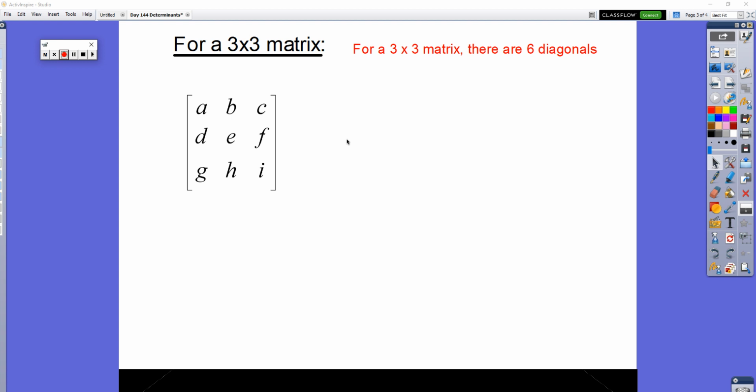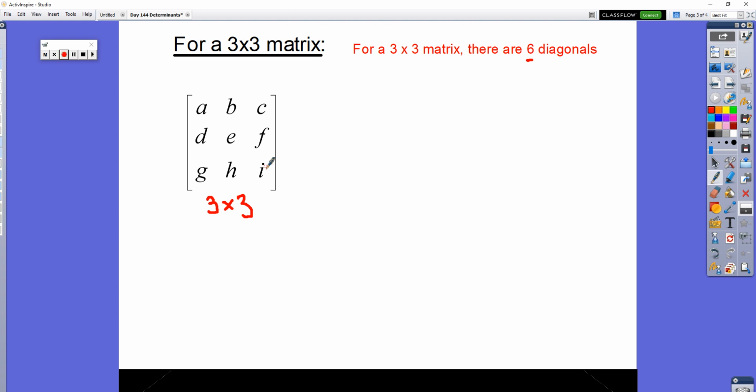For a 3 by 3 matrix, things get a little bit more complicated because for a 3 by 3 matrix, there are actually 6 diagonals. Now I know when you look at a matrix, this is a generic matrix that just has the letters A, B, C across the top row, D, E, F across the middle row, G, H, I across the bottom row. You can see there's 3 rows and 3 columns here. So this is a 3 by 3 matrix. It is very difficult to see all 6 of the diagonals.